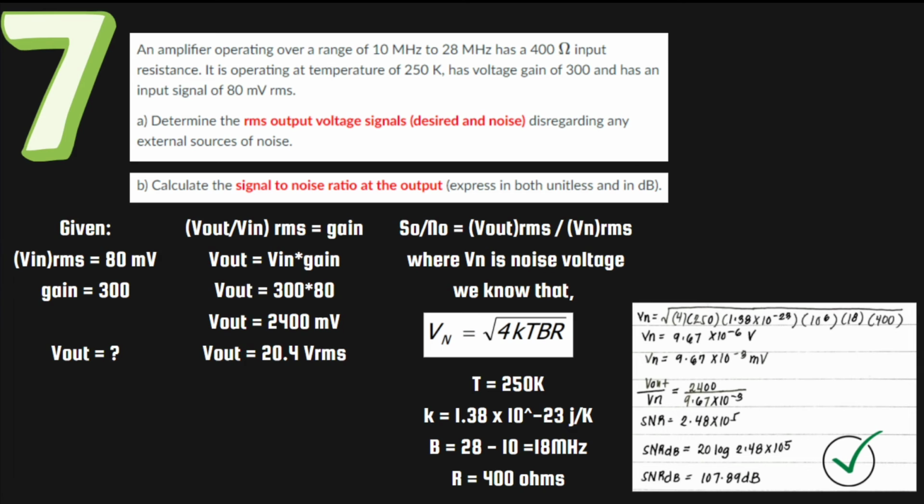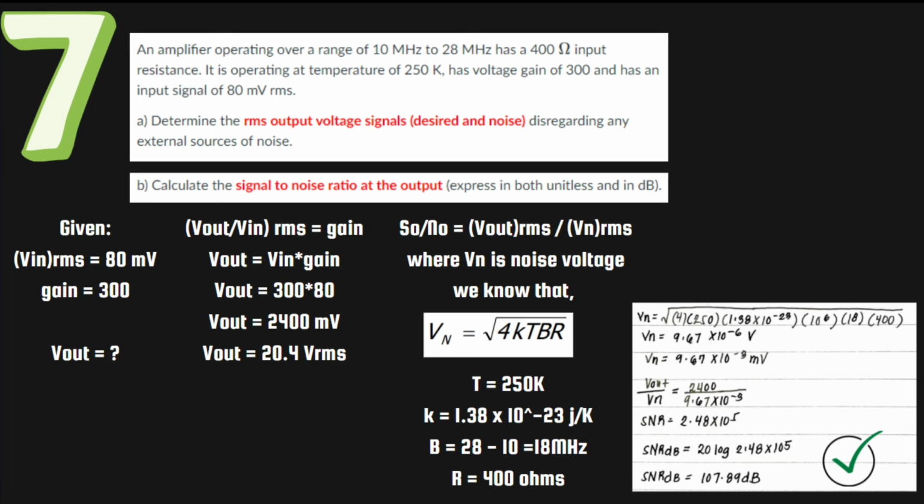So the given is the input voltage RMS, which is equal to 80 millivolts, and the gain, which is equal to 300. That is the voltage gain. So what is the output voltage? We know that the gain is equal to V out over V in, the output voltage over the input voltage, and therefore the output voltage is equal to input voltage times gain. So 300 times 80 is equal to 2400 millivolts or 2.4 volts RMS.